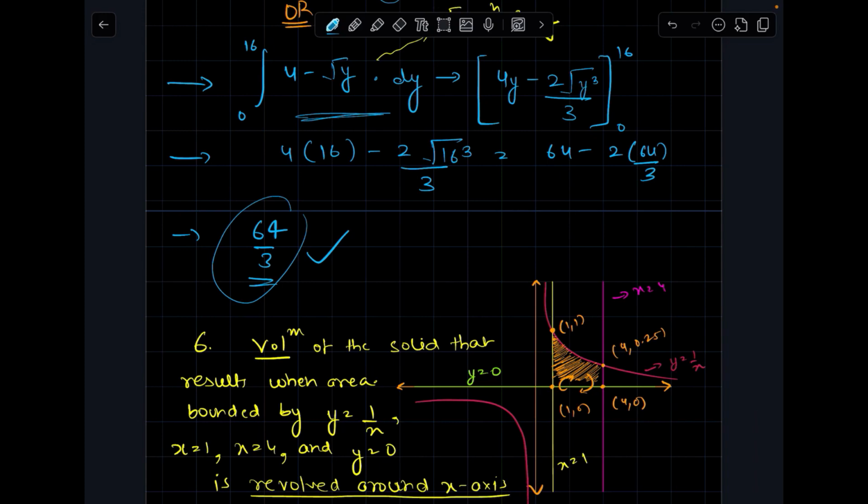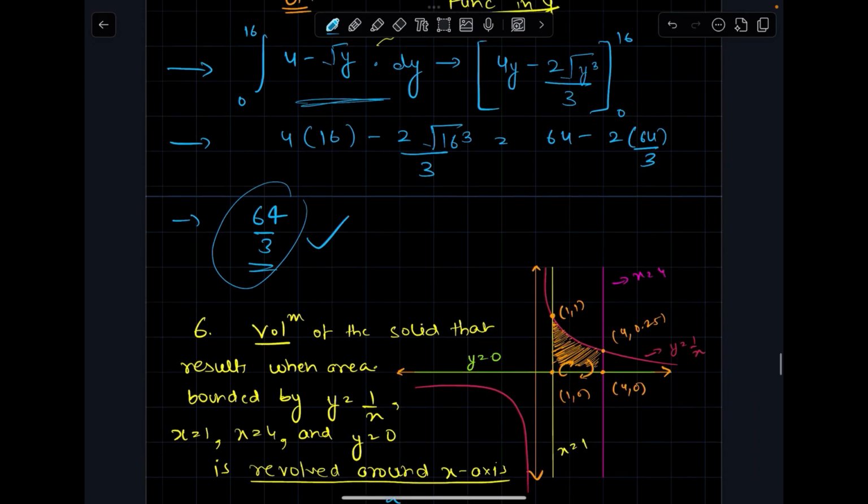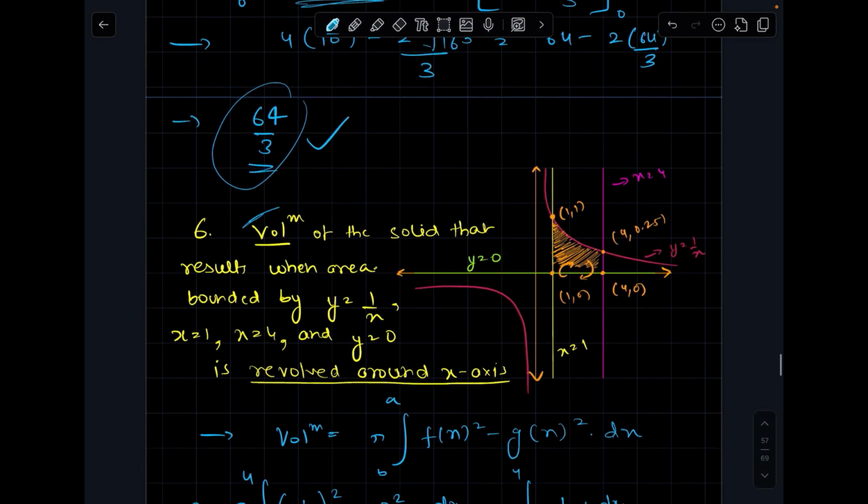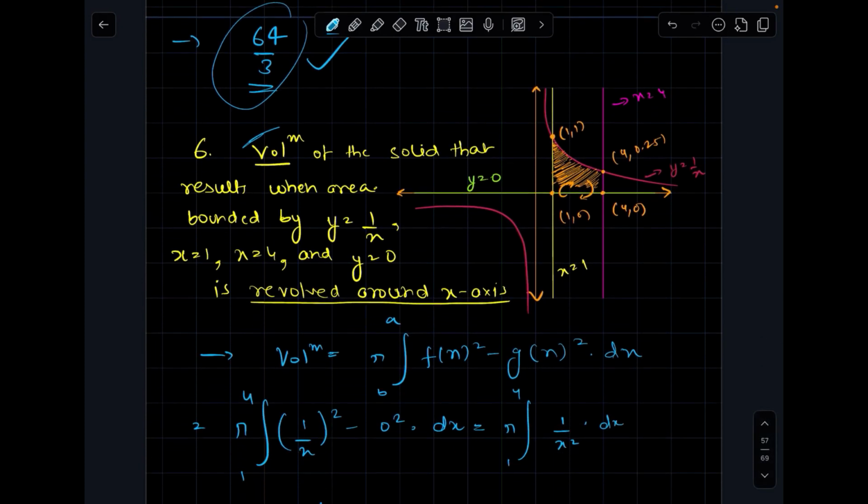Okay, so the volume of the solid that results when the area bounded by y is equal to 1 by x, x is equal to 1, x is equal to 4, and y is equal to 0 is revolved around the y-axis. So this time we are talking about the volume, so we have to integrate the area. So we're going to use a formula.